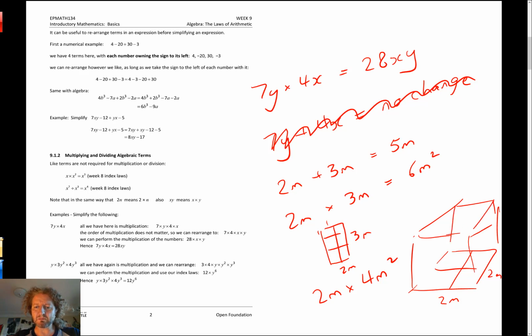So was I allowed to multiply 2m by 4m squared? You bet. 2 by 4 is 8. M by m squared is m cubed. I got an 8 meter cubed item here. There's 8 cubes in this thing. Worst picture ever. I didn't plan that.